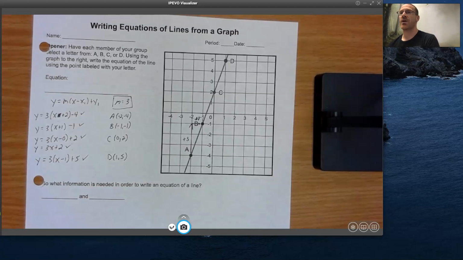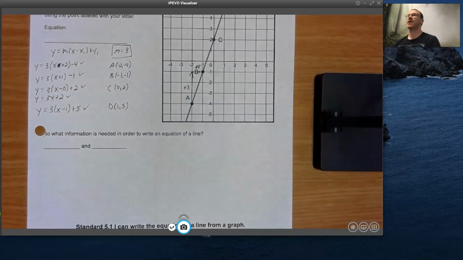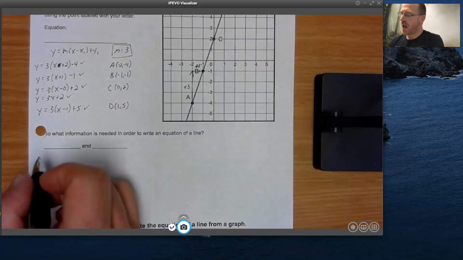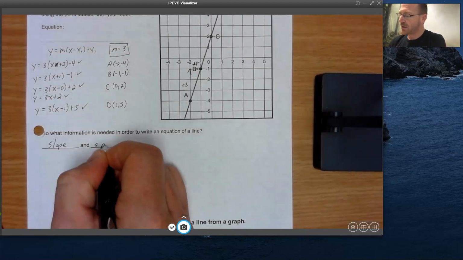Here is the big idea, and it's really a transition from what we talked about last time. What information is needed to write an equation of a line? It's the same information that's needed to graph a line. We have to have slope and a point.